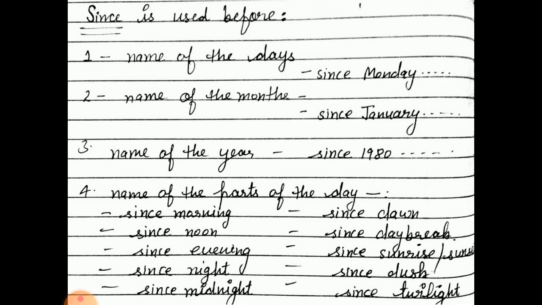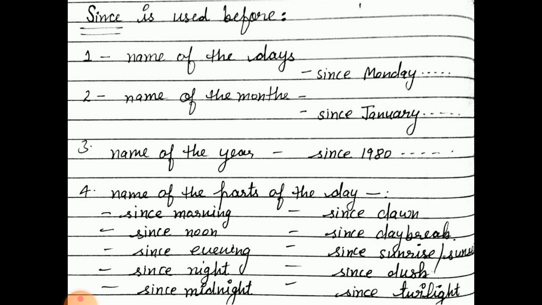For indefinite time, for is used. Use of since. Since is used before the name of days. Since Monday, since Tuesday, since Wednesday, since Friday, since Saturday. For the name of the months, since January, since March, since December, since November, since August, like this. Name of the year, since 1980, since 1985, since 1990, since 2000, since 2020, 2010, 2005, like this.